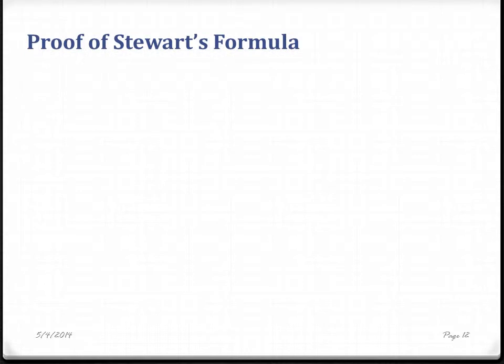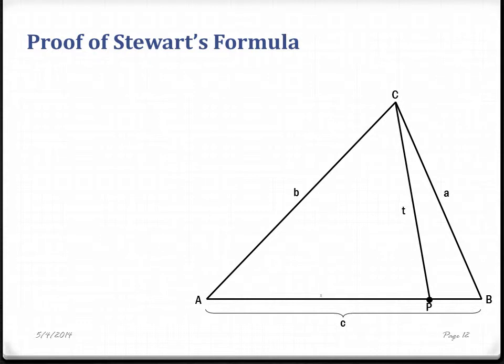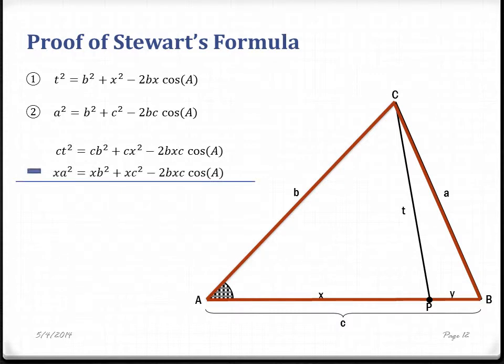Finally, we have collected all the information we need to prove Stewart's theorem. His formula is simply an application of the law of cosines. First, apply the law of cosines to triangle ACP and label it equation 1. Then do the same for triangle ABC and label it equation 2. Notice we chose equations that reference the same angle A. Now we can eliminate that term by multiplying equation 1 by c and multiplying equation 2 by x and then subtracting the two.